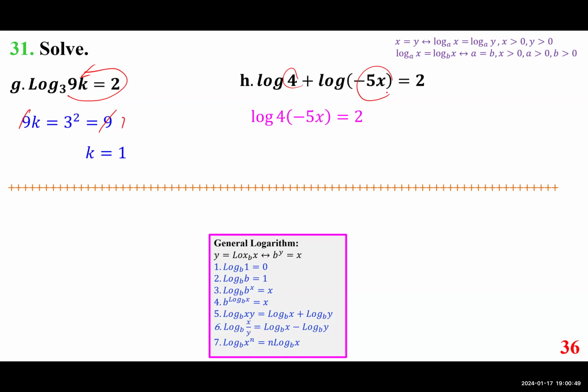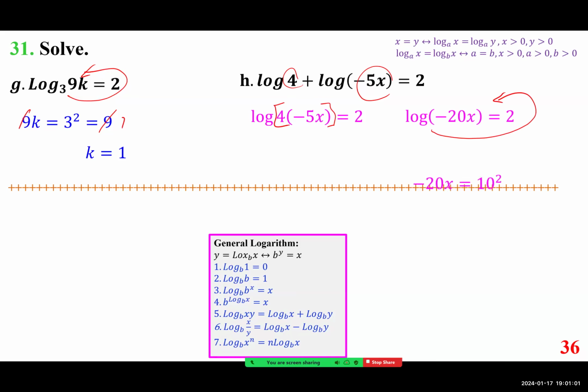This is log of negative 20x. Maybe we should put it in brackets like that. And here's the arrow. Of course, the base is missing. That means the base is 10. As you know, 10 squared is 100. And if you divide by negative 20, x becomes negative 5. Now, this is extremely important to check because basic log has a domain of 0 to infinity. If you put the negative 5 here, it makes this positive 25, and that's fine. Okay, it checks, it does work.